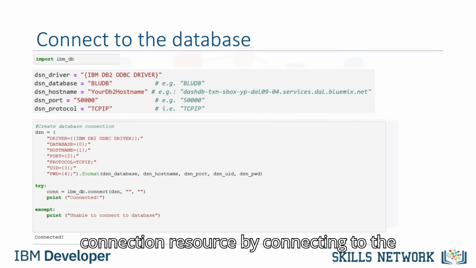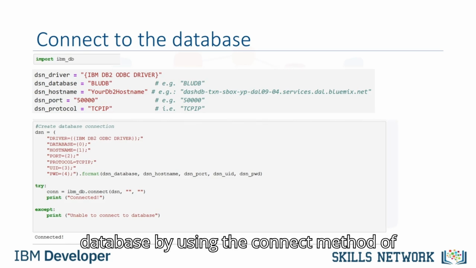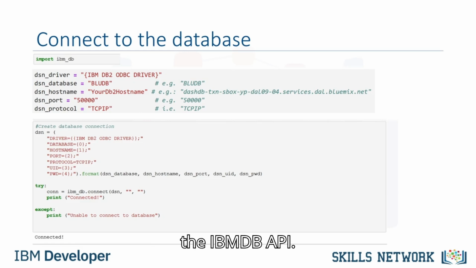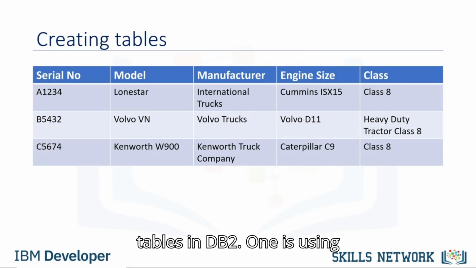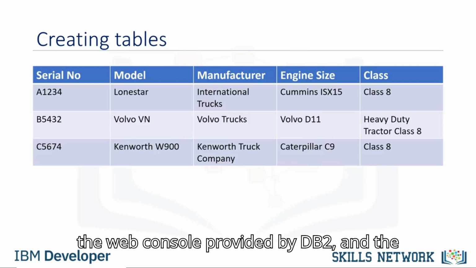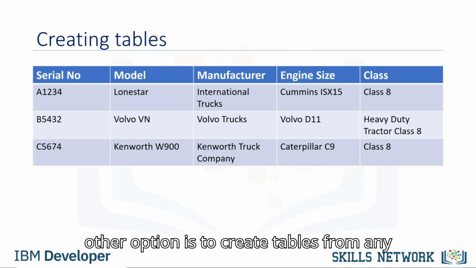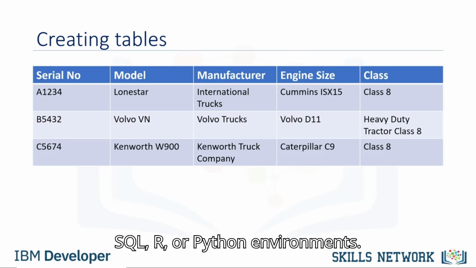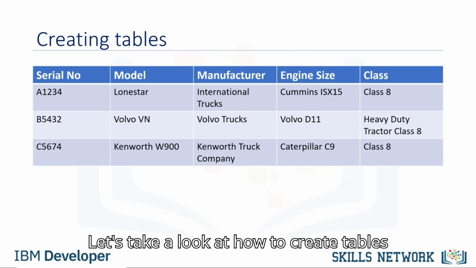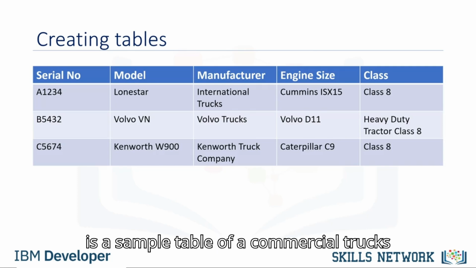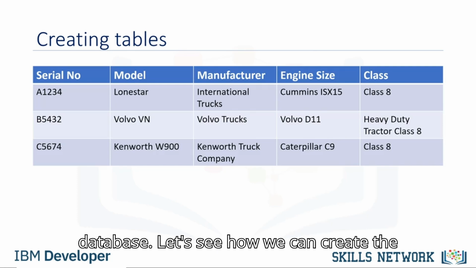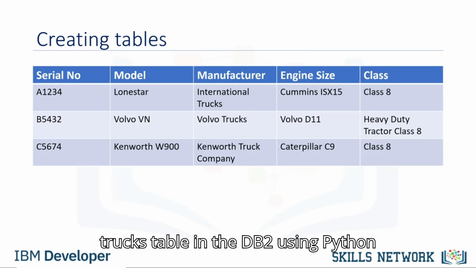We first obtain a connection resource by connecting to the database by using the connect method of the IBM_DB API. There are different ways of creating tables in DB2. One is using the web console provided by DB2, and the other option is to create tables from any SQL, R, or Python environments. Let's take a look at how to create tables in DB2 from our Python application. Here is a sample table of a commercial trucks database. Let's see how we can create the trucks table in the DB2 using Python code.